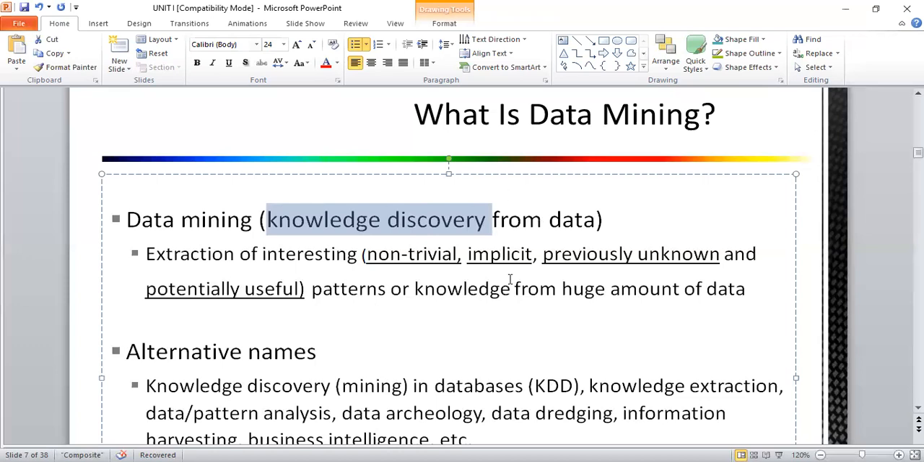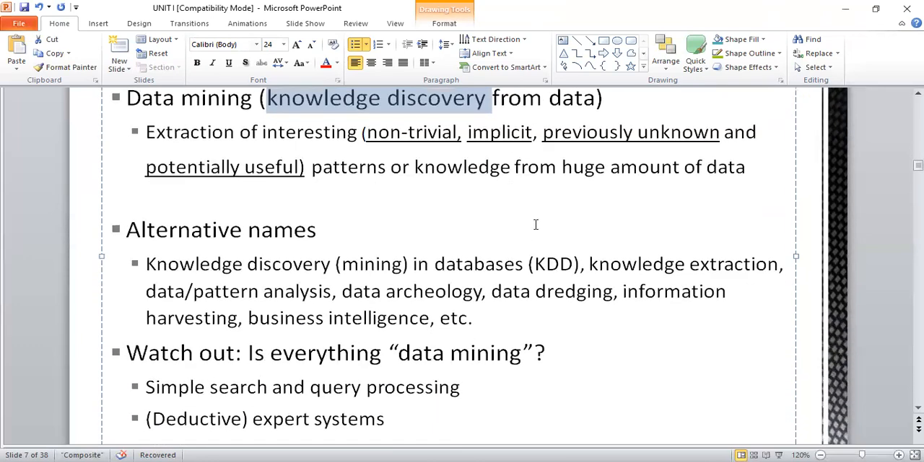There are some alternative names for data mining, like knowledge discovery in databases. Again, a very important part, KDD, knowledge discovery in databases. The term came again, knowledge discovery. I told you here also, please remember this one. We are going to discuss it in detail. Then extraction of knowledge, analysis of data or pattern, archaeology of data, data archaeology, data dredging, information harvesting, and another very important term, business intelligence. Again, how business relates with data mining and data warehouse, that we are going to discuss.